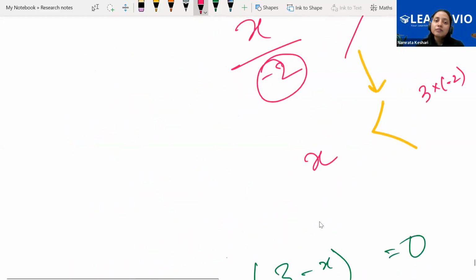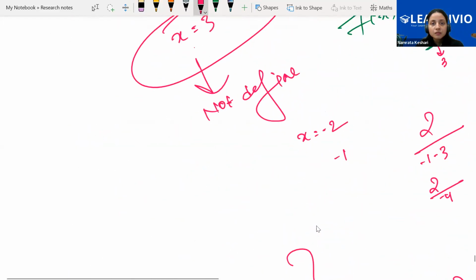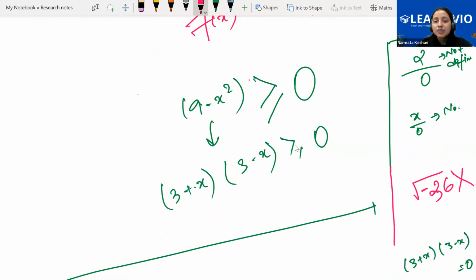Okay, now if I ask you, don't worry, I will summarize everything here. Where is the question? Yeah. We did the factorization. Okay. Now, can you tell me the x values which we get if we set it equal to 0? Can you tell me the x values?